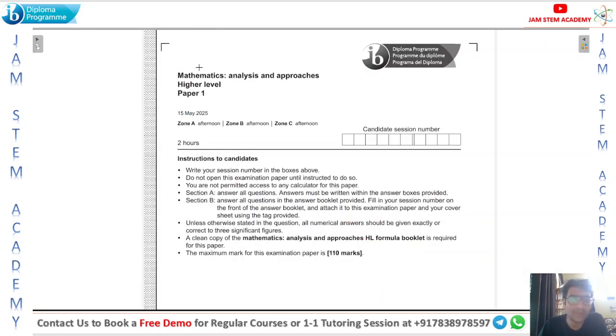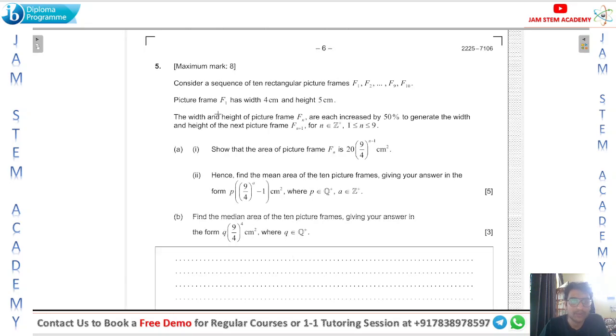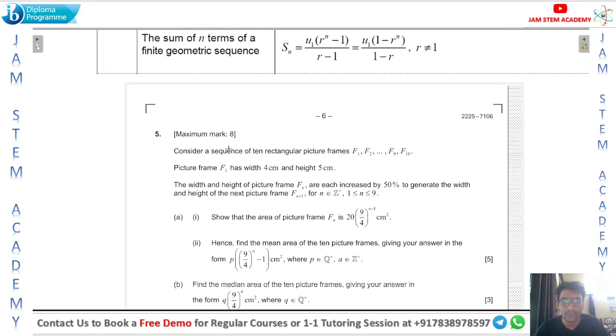So here is the question from IBDP MAA paper 1. GDC is not allowed for this question from 15th May 2025. The question is from topic 1, sequences and series, basically geometric series. The formulas are already given in the formula booklet. I'll show you the formulas.